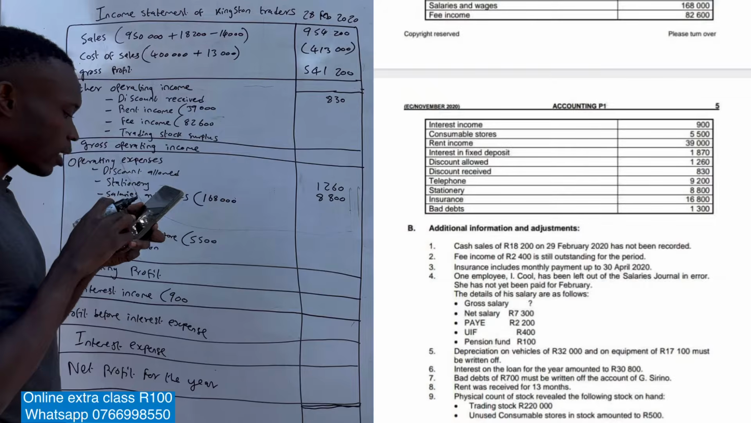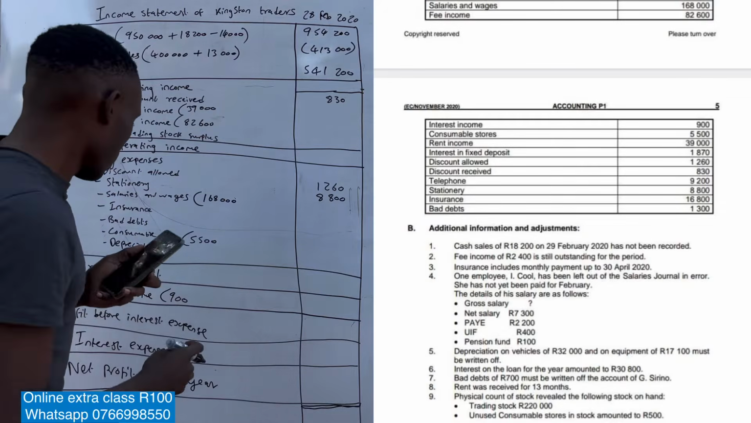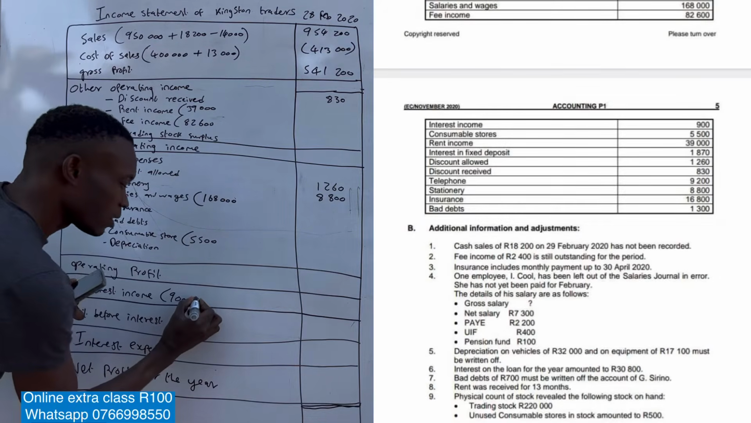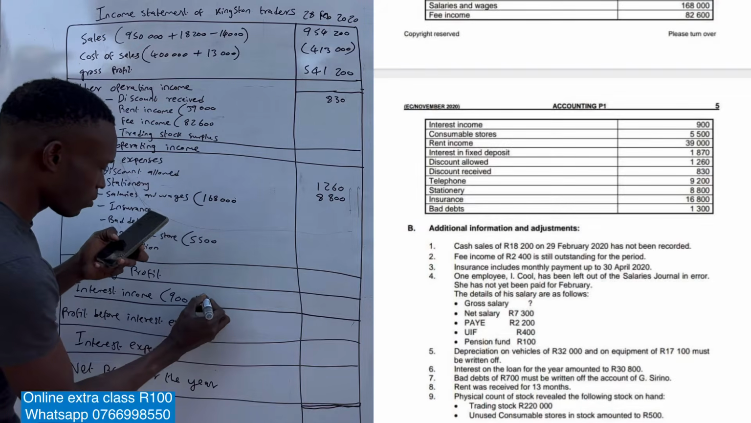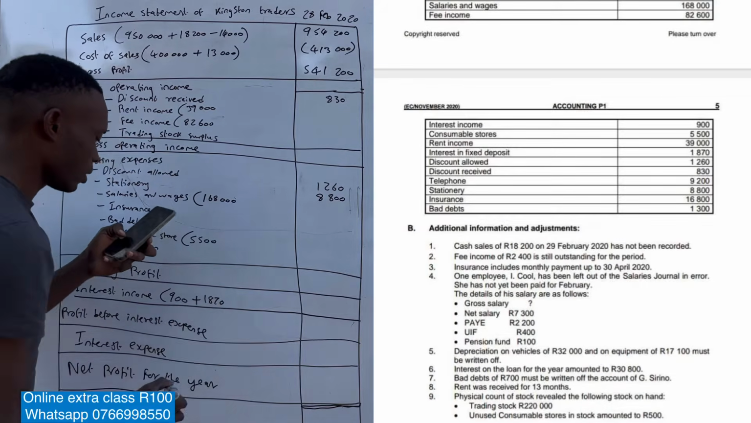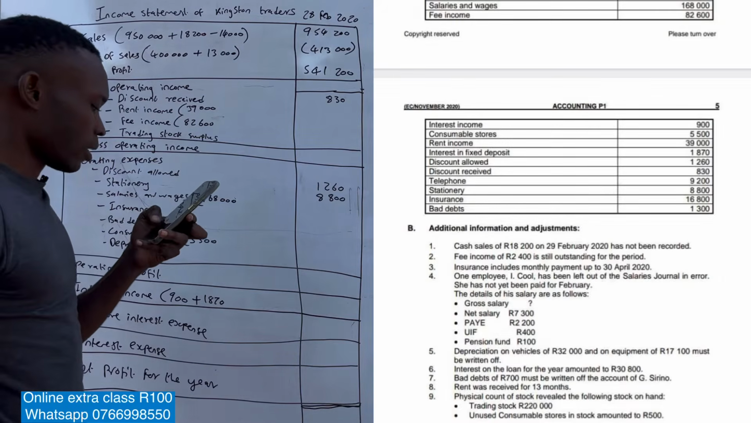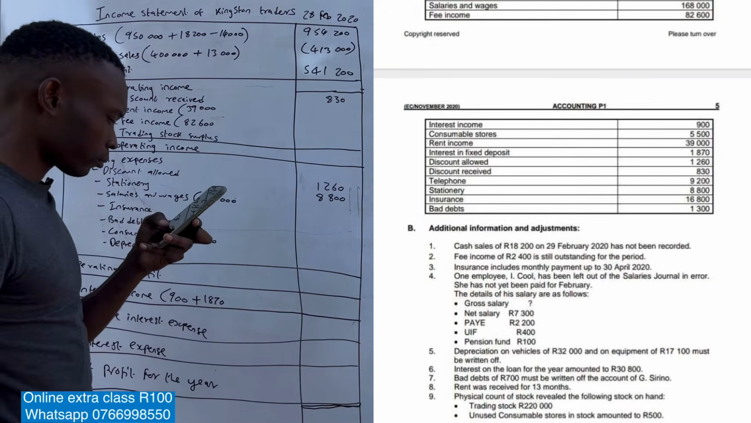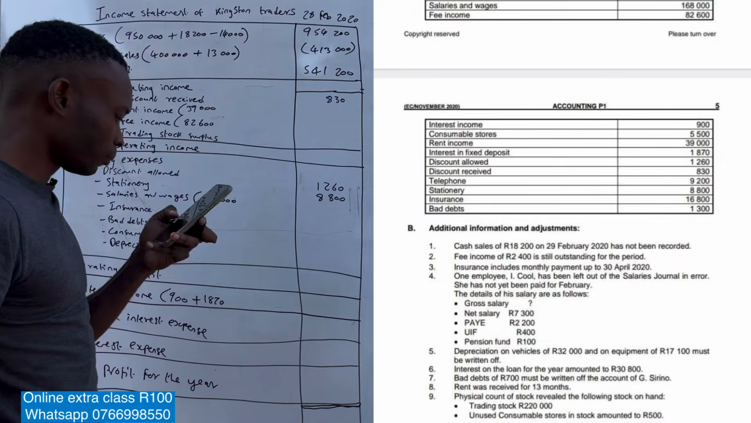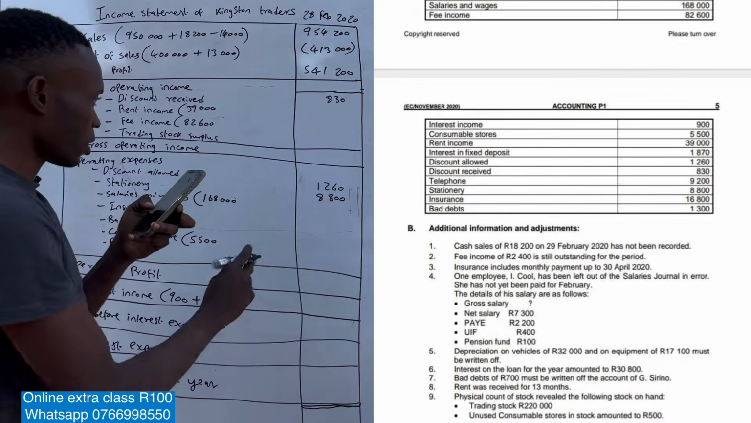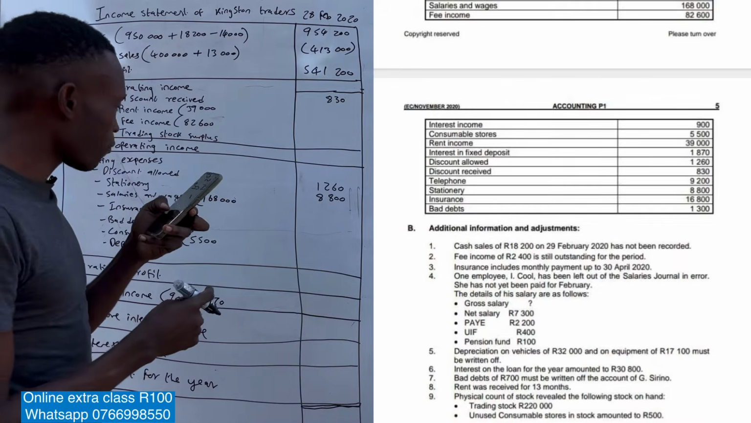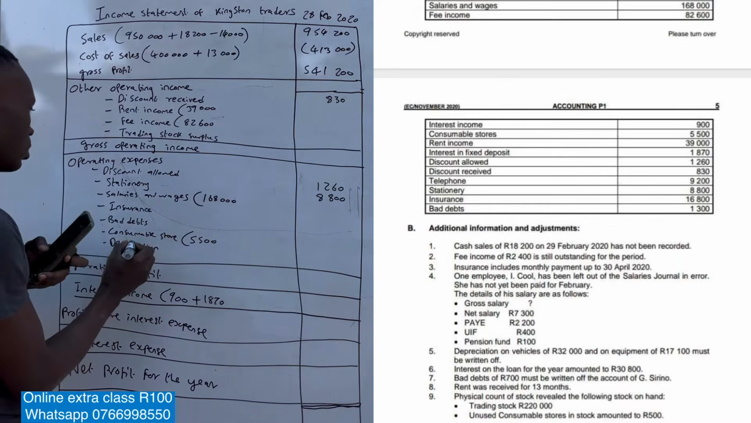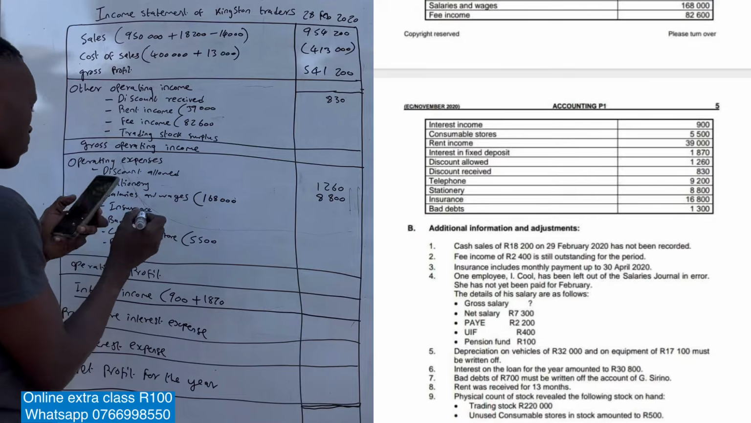Okay, then interest on fixed deposit is part of interest income, which means that you are going to add 1,870. Okay, and the next one, discount allowed, it was recorded, there was no mark. Discount received was recorded, no mark. A telephone, 9,200. Where is telephone?